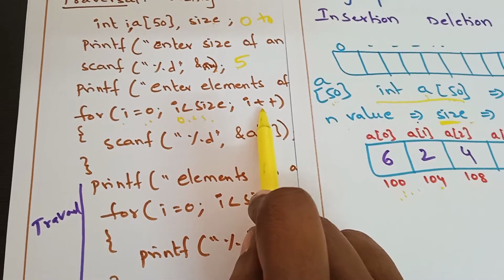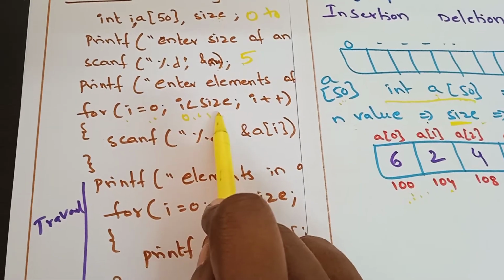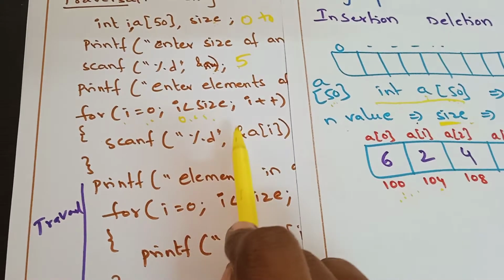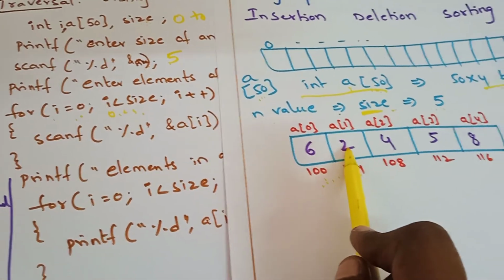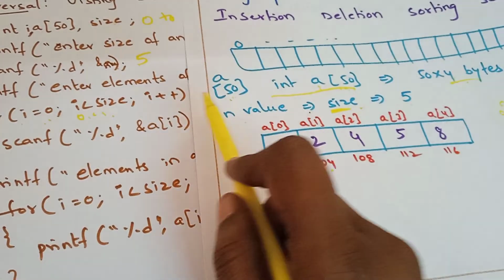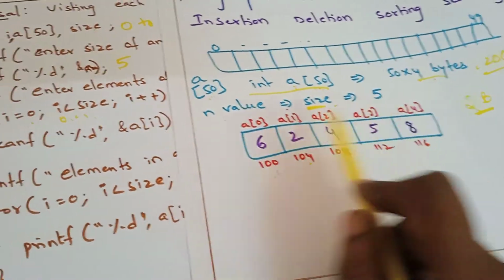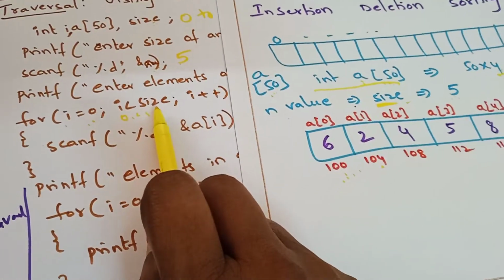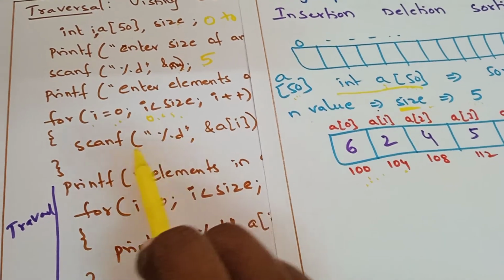Now i plus plus. The i value will be incremented by 1. Hence i is equal to 1. 1 is less than 5, because the maximum size I entered is 5. i less than 5 means the condition is true, so we come here. Now i equal to 1, right? a of 1, so I entered 2. Again i plus plus. This time i is equal to 2. I entered 4. Again i plus plus, I entered 5. Again i plus plus, I entered 8. Again i plus plus. This time the i value becomes 5. 5 less than 5, condition fails. When the condition fails, the loop will not enter this statement, hence it will come out.